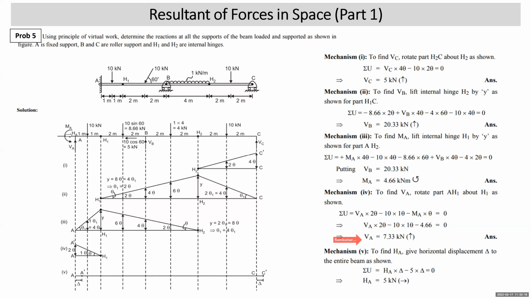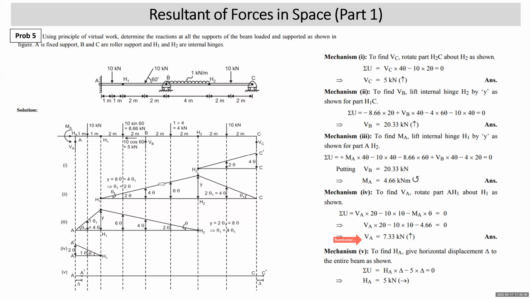Let's start. HA is towards right, it will do positive work, HA into delta. 5 kilonewton is acting towards left, it will do negative work, minus 5 into delta equals 0. Delta gets cancelled, you get HA. So this way you got all the reactions by the virtual work method.